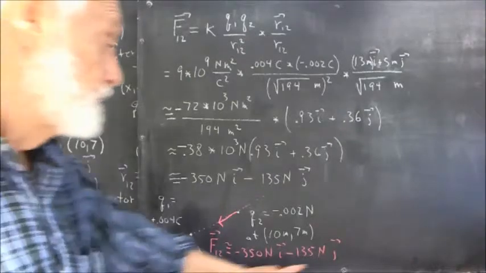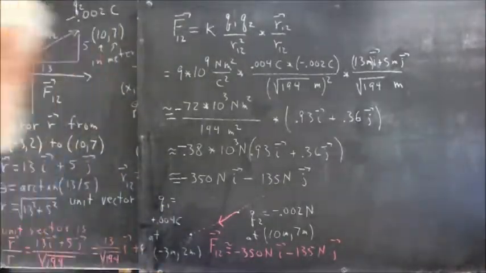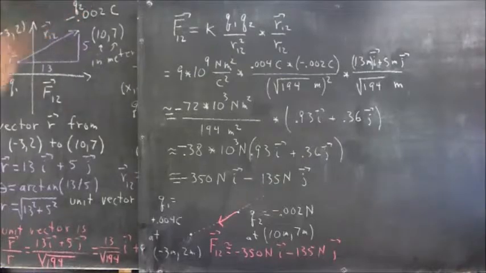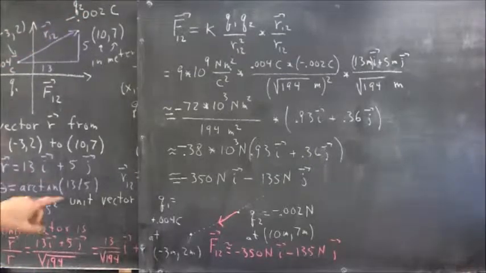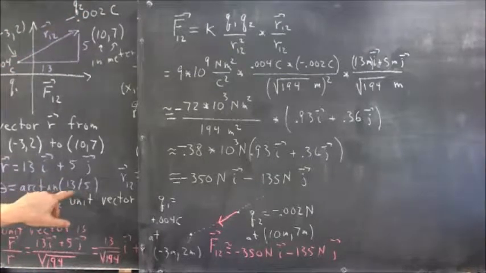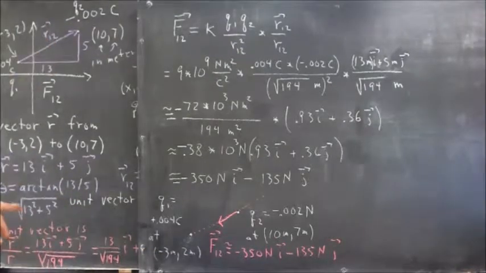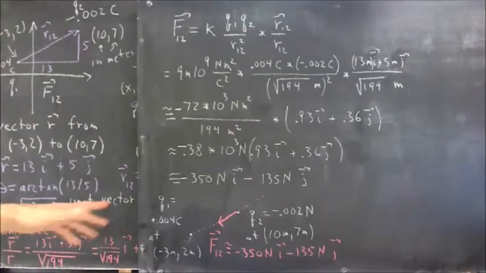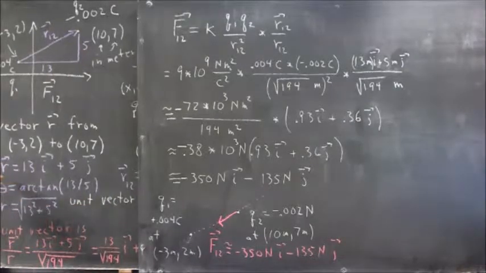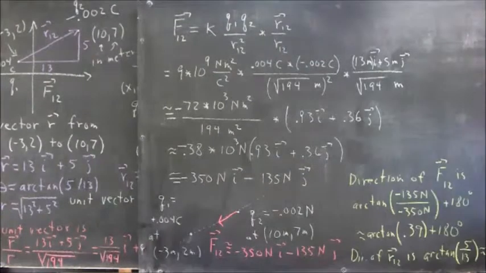The angle of this vector should be equal and opposite to the angle of R12. The angle of R12 is arctangent of 13/5. What's the angle of this vector, and is it equal and opposite to the direction of this vector? So you should do that calculation.